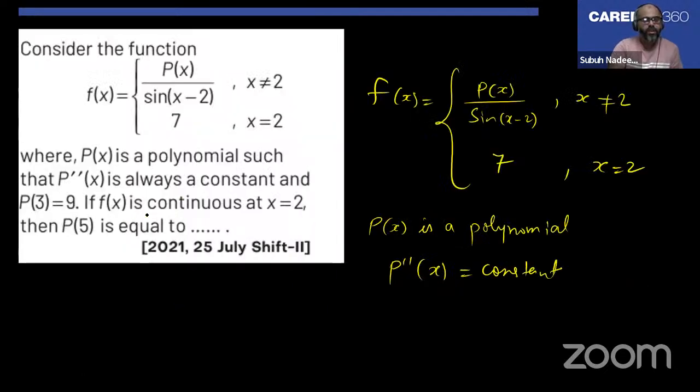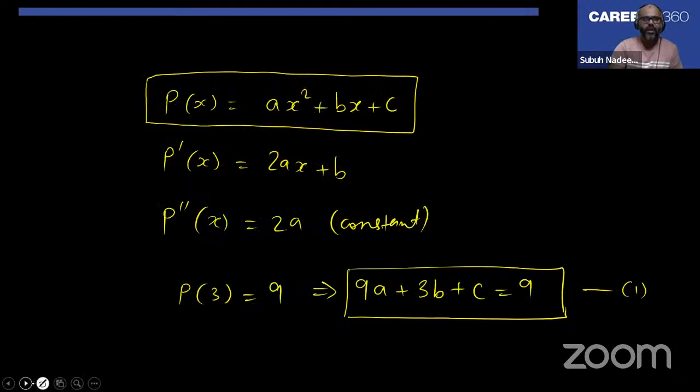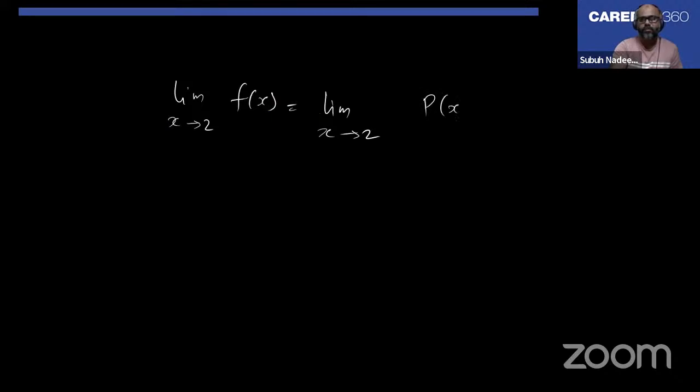Further, if f(x) is continuous at x equal to 2, then p(5) is equal to. Now the question says that this function f(x) is continuous at x equal to 2. So if we want to find limit x approaching 2 of f(x), we'll say limit x approaching 2 of p(x) by sin x minus 2. Because x is not equal to 2, it is approaching 2. So that means x is not equal to 2.